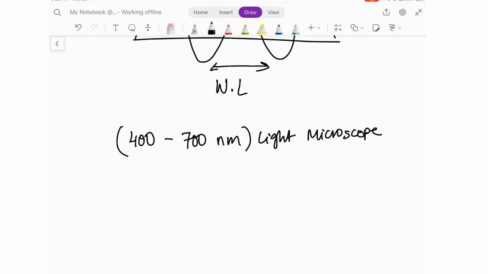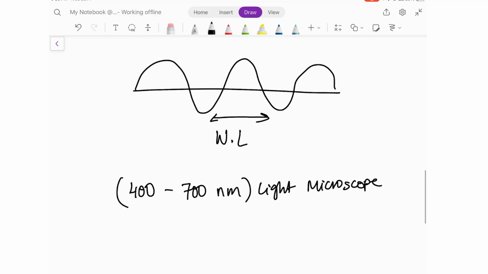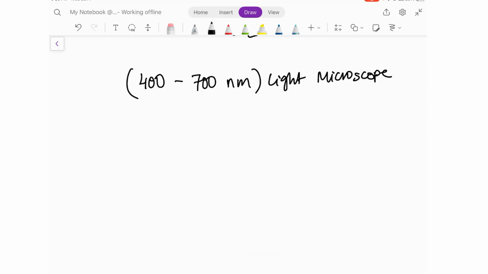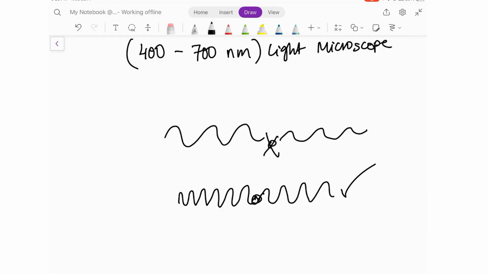Now, in order to properly see a specimen, the wave must hit the specimen. Therefore, if you have a wave and it fails to hit the specimen, then you simply cannot see the specimen from the microscope. Therefore, it is said that the smaller the wavelength, the easier it is for it to hit the specimen, and therefore you can see the image clearly.